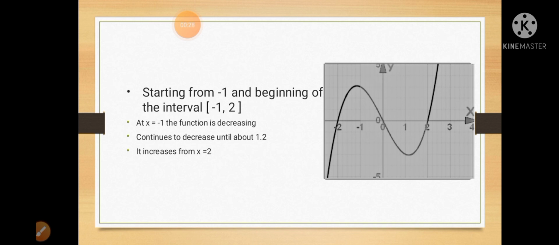Starting from negative 1, the beginning of the interval of negative 1 to 2, at x = -1 the function is increasing. Then it continues to decrease until about 1.2. Then it increases from there up to x = 2.